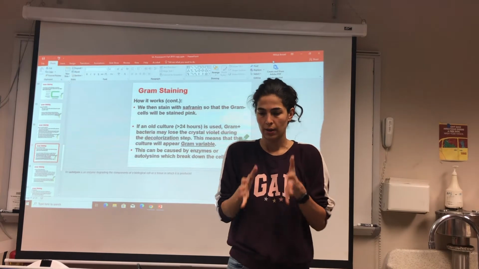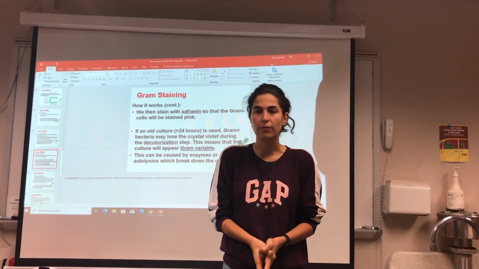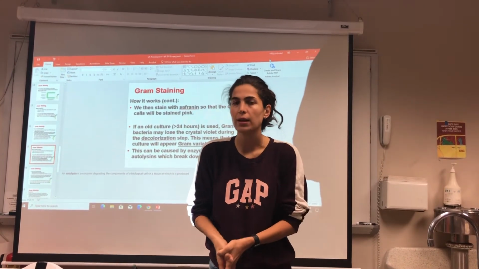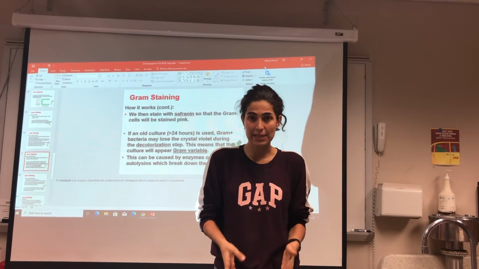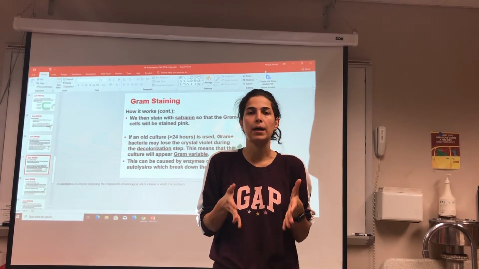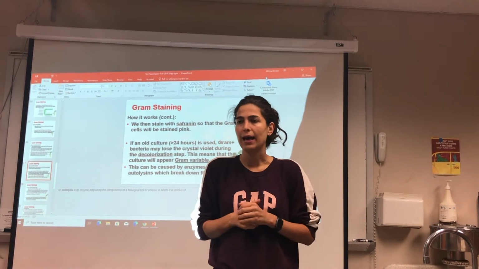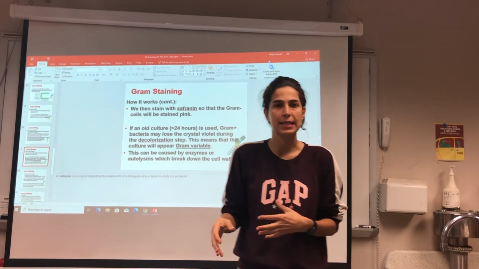So, the gram-positive cell, when we add the crystal violet, becomes purple. But the gram-negative cell wall, when we add the crystal violet, at this point becomes colorless and unstained. And then when we add the safranin, it will be stained pink.